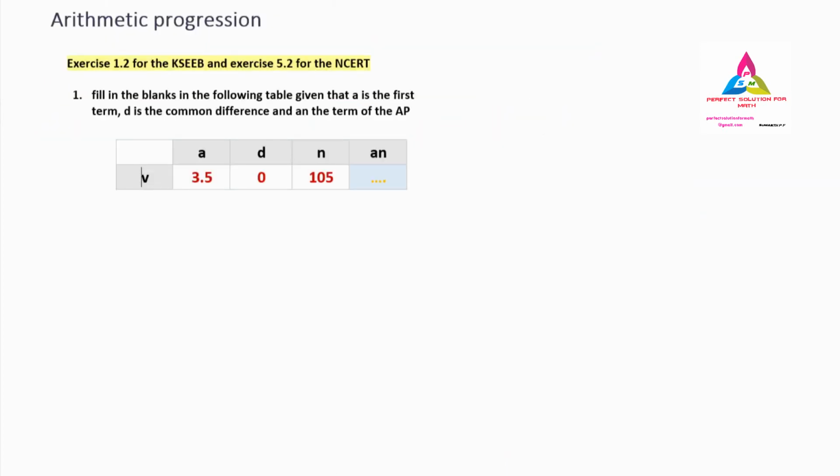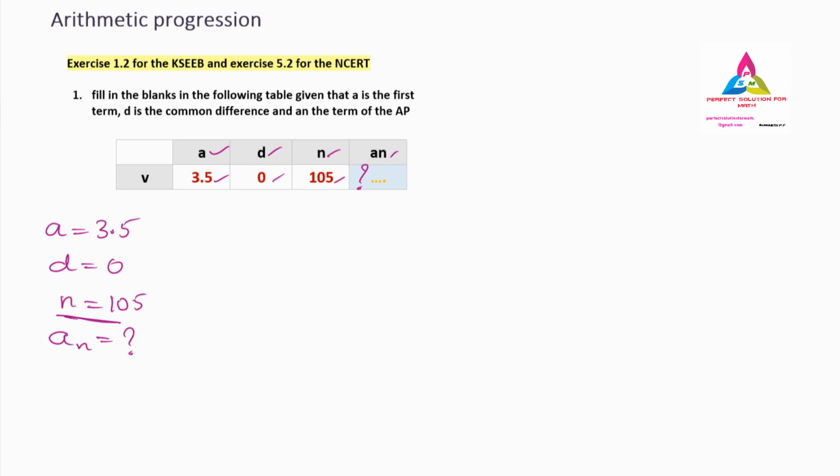In the fifth question, the last question, here we have a value as 3.5, d value as 0, n value is 105, and the an value we have to find. It is an easy one. So we will write the a value first. A is equal to 3.5, d is equal to 0, n value is equal to 105, and the an value that we have to find. One thing again, it is similar to the first question we did previously.